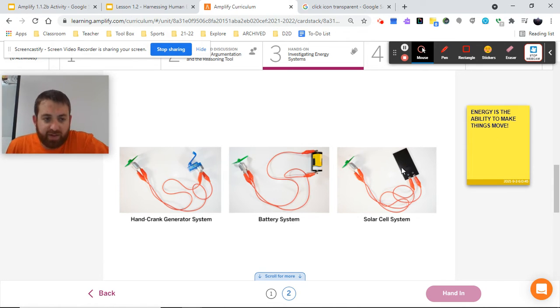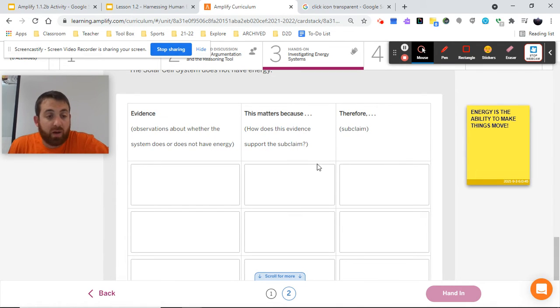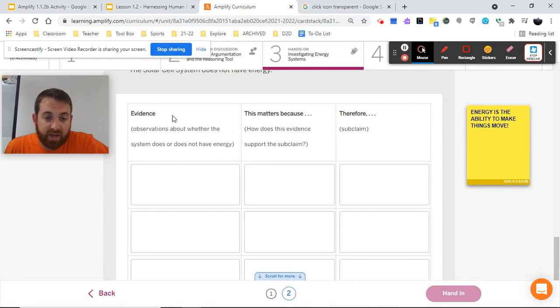Now, with that evidence, we are going to be using it and applying it within this reasoning tool that we saw in previous tasks. That reasoning tool that you see here has an evidence column, a this matters column, and a therefore column. If you remember, the evidence column is where we put the evidence of this right here, that energy is the ability to make things move. Therefore is going to be our claim and subclaims, which we'll look at here in a second. And then the this matters because, this is the reasoning section that connects our basic observations to our claims.